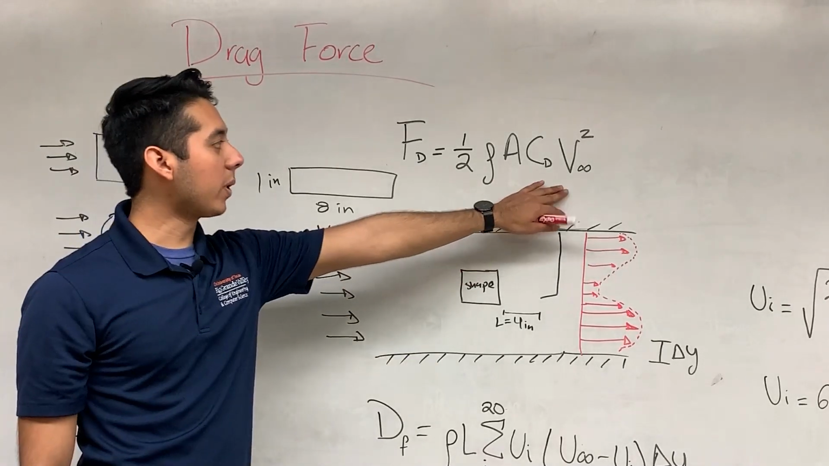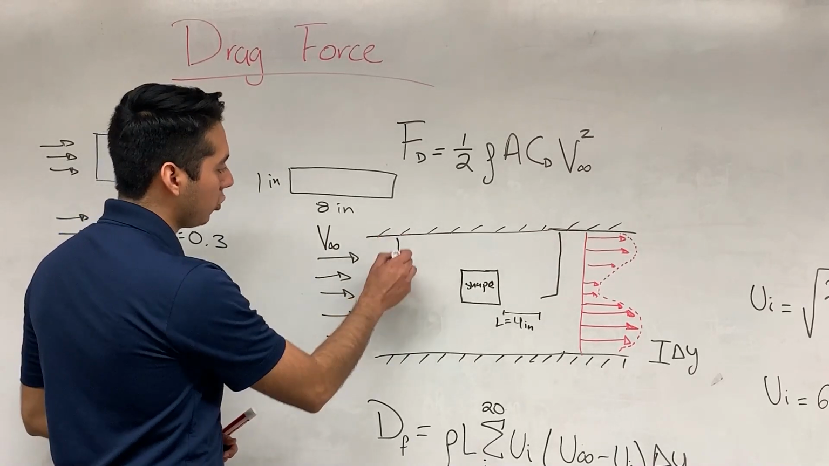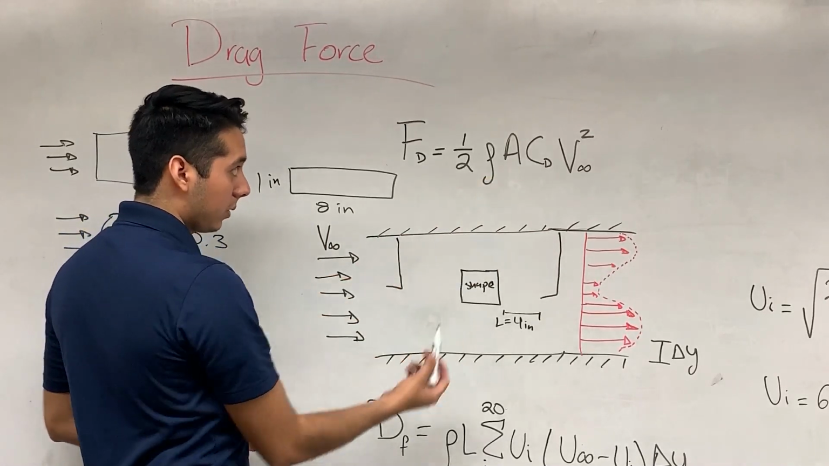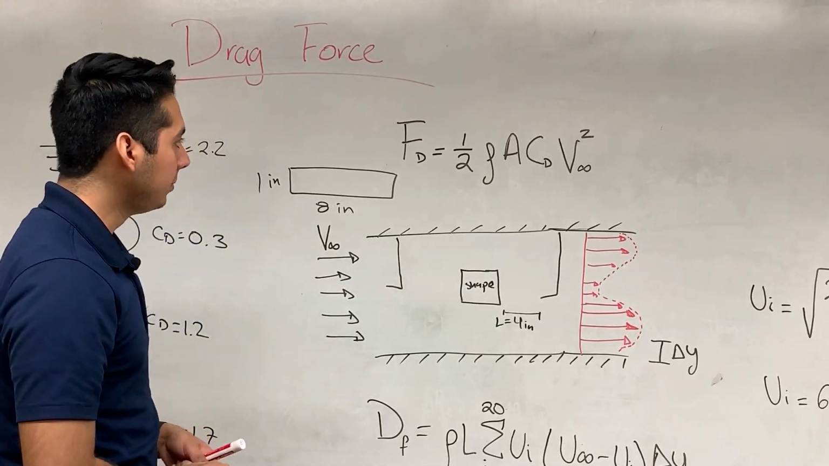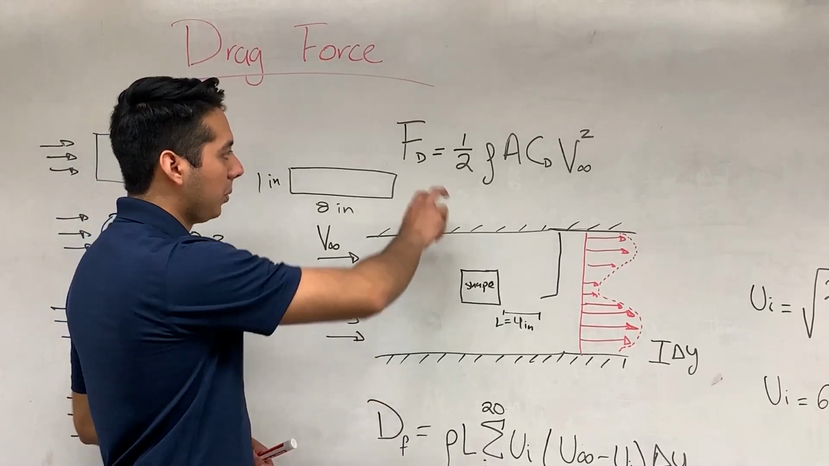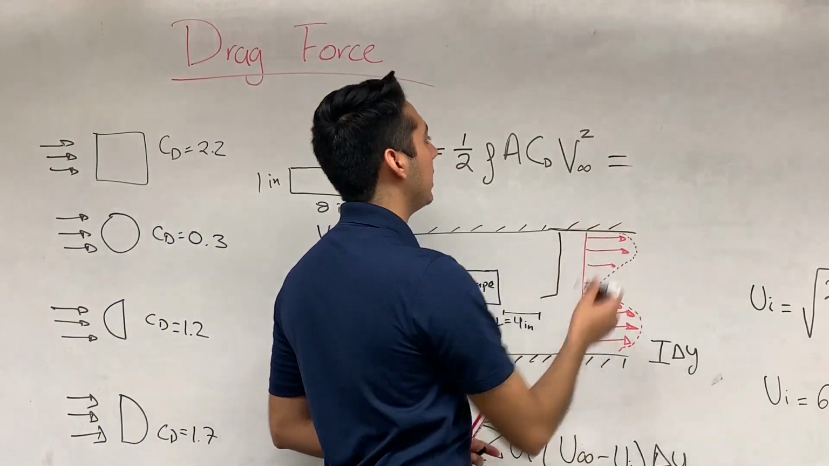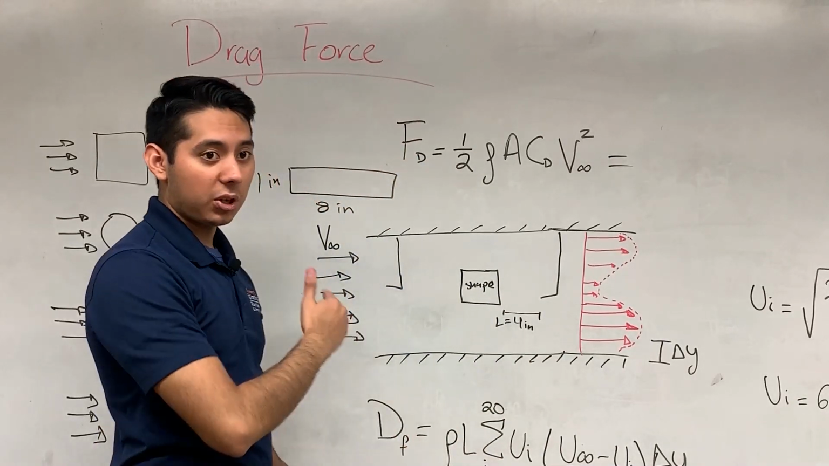The velocity squared will be the velocity that we measure in the front when we put the pitot tube in the front. This will be the velocity infinity, or u infinity, or v infinity, depending on how you read it in your manual. And once you plug in all those values, you will get your result in either newtons or pounds. So make sure you're working with consistent units.